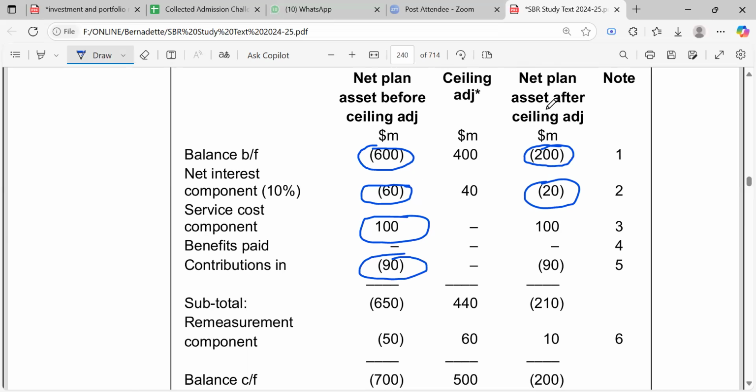But now remember, after considering the ceiling, this is what we would have to do, right? Just change this and the other figures should be the same, because you only change the opening balance and the net interest component, because it is computed as a percentage of the opening balance. So obviously it would also change. But for the rest, they remain the same, right? You get this balancing figure. You get to 210 and 650. The main difference being these two, difference in the opening balance and the net interest component, right?